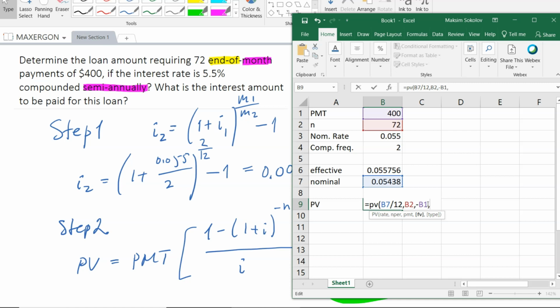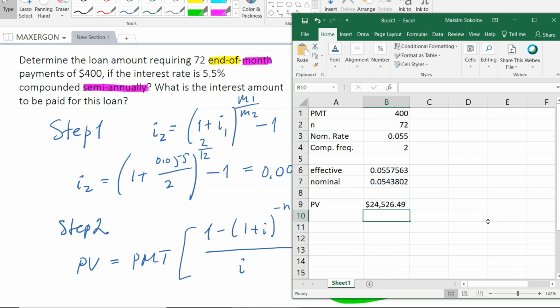Future value is going to be 0, because we want nothing to be left of the loan. We want to pay that loan completely. Finally, this annuity is ordinary, so we'll select 0 for end of period annuity. If I press enter, I have my answer, which is 24,526.49. Let's find interest now.